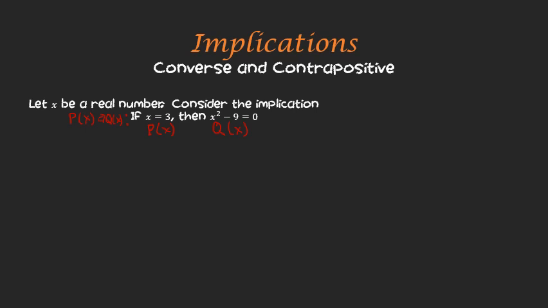We can see that this implication is true for all x, because if the condition x equals 3 is satisfied, then it follows that, well, the only time that's satisfied is when x is 3, right? And 3 squared minus 9 is 0 in that case. And so this is actually true for all x.